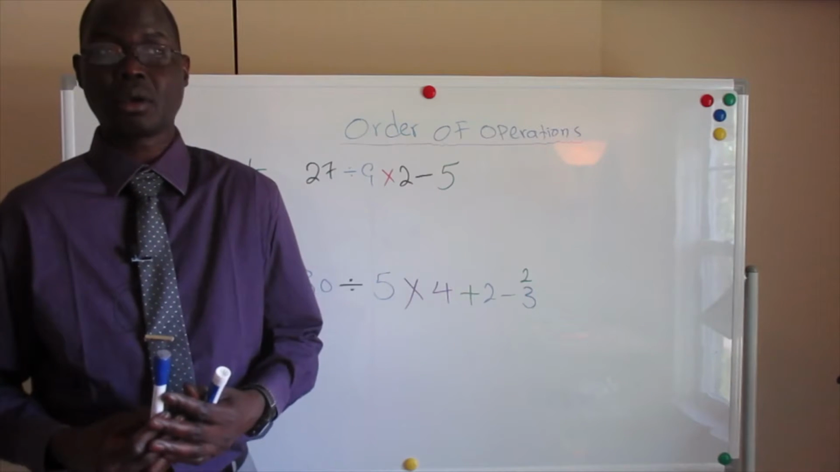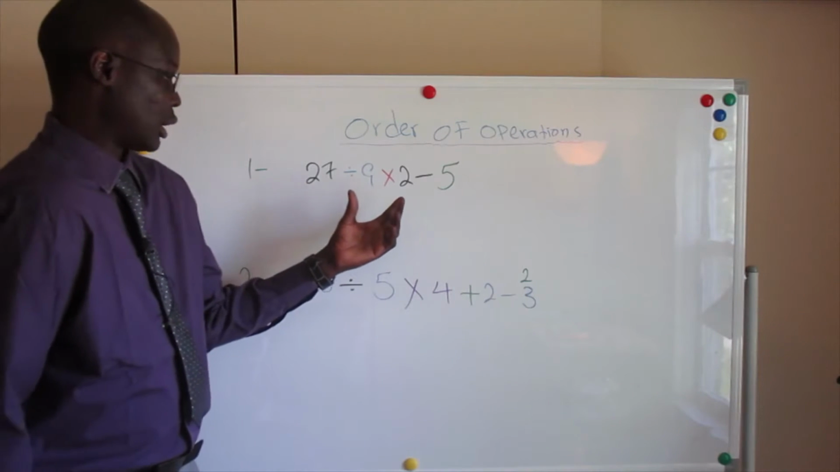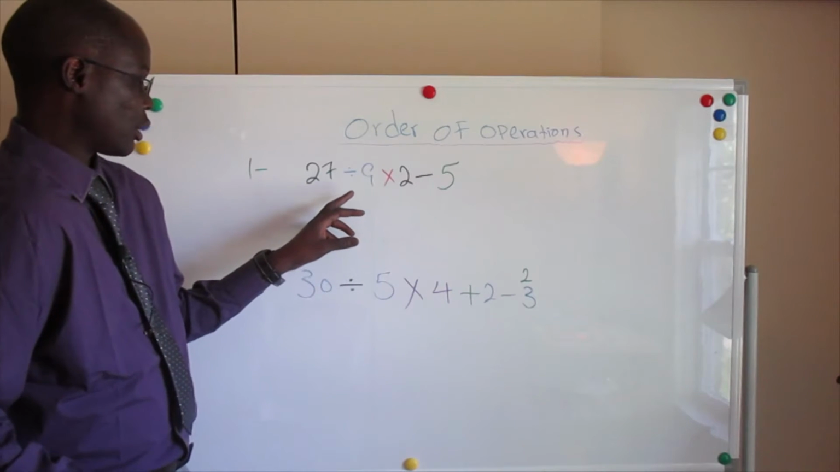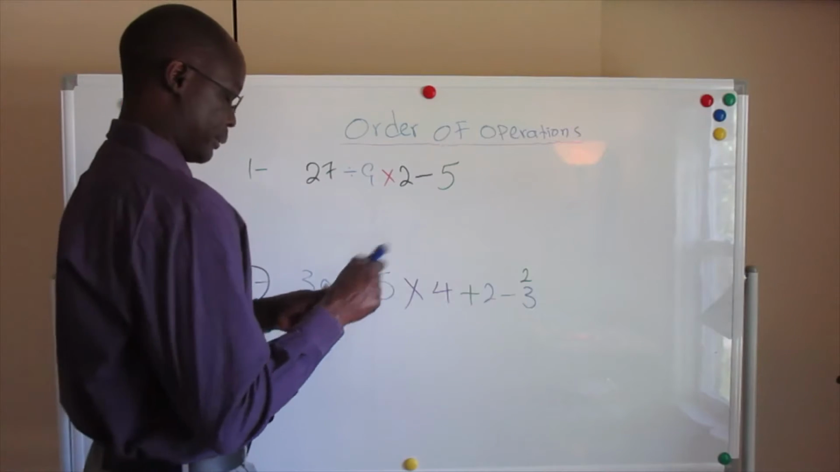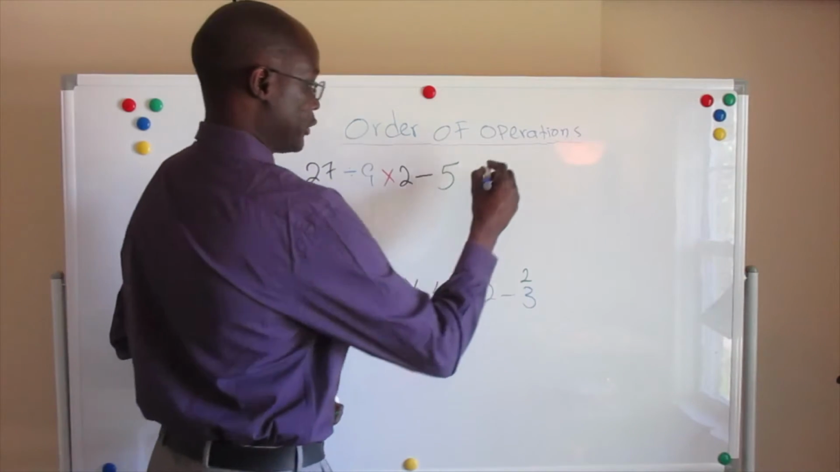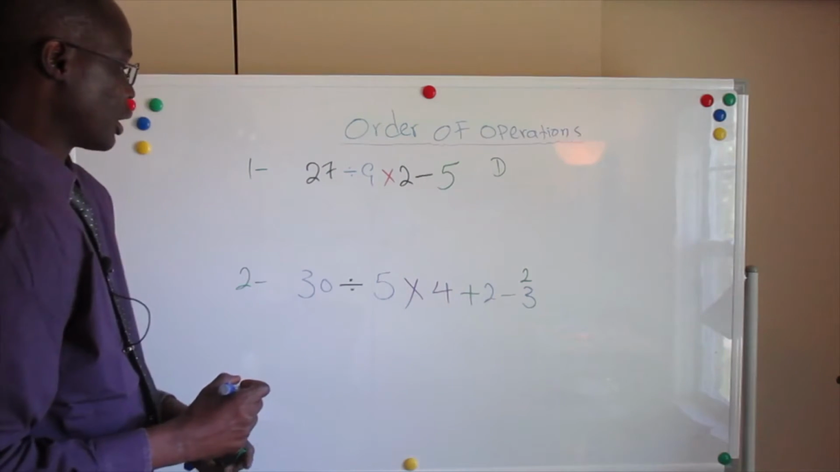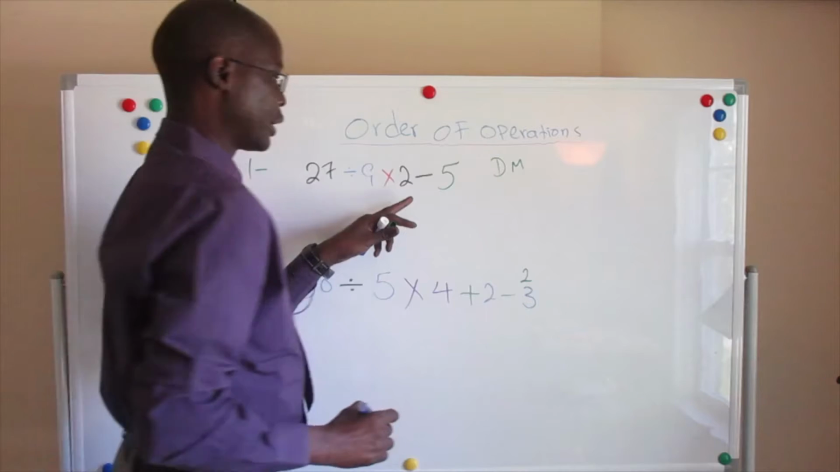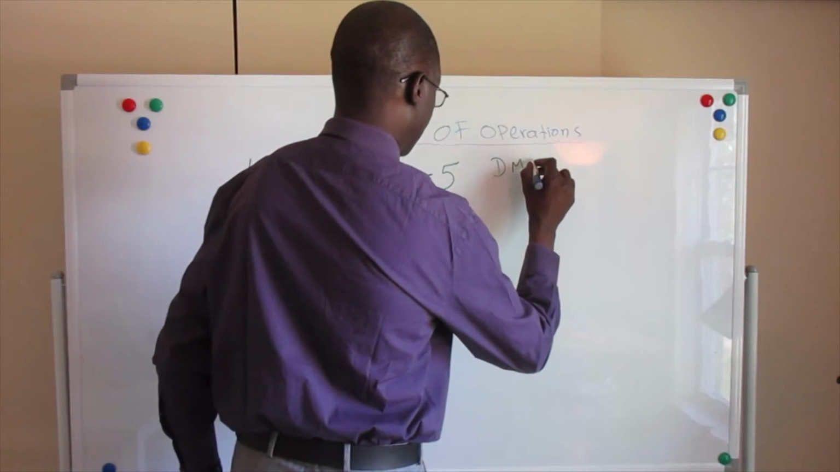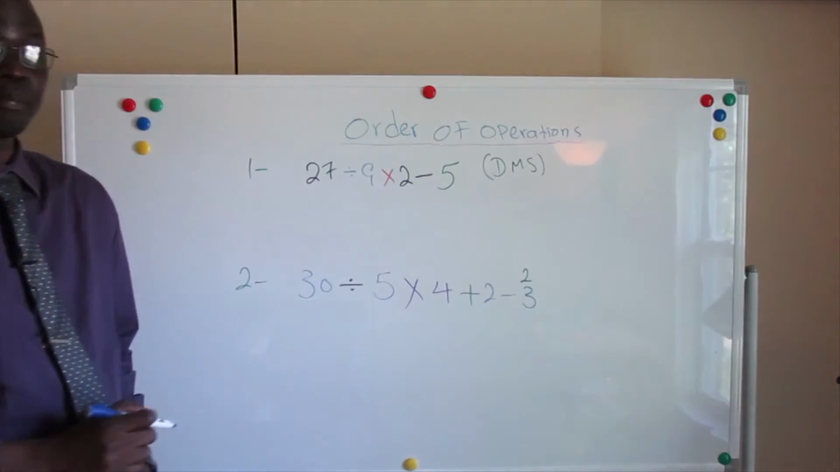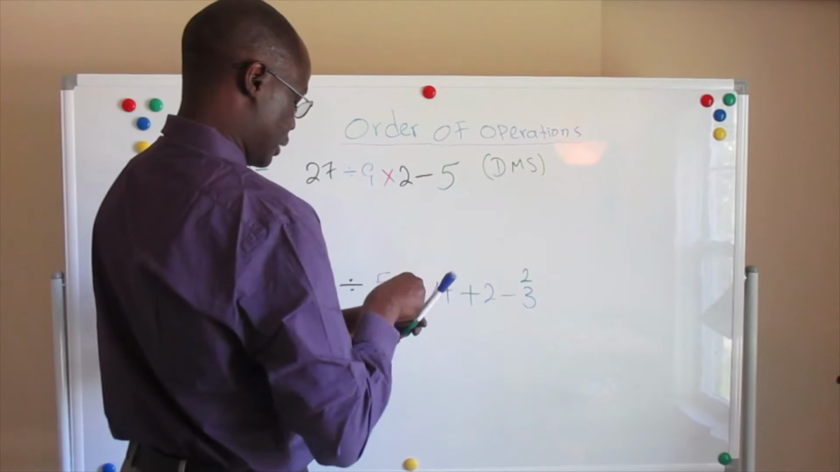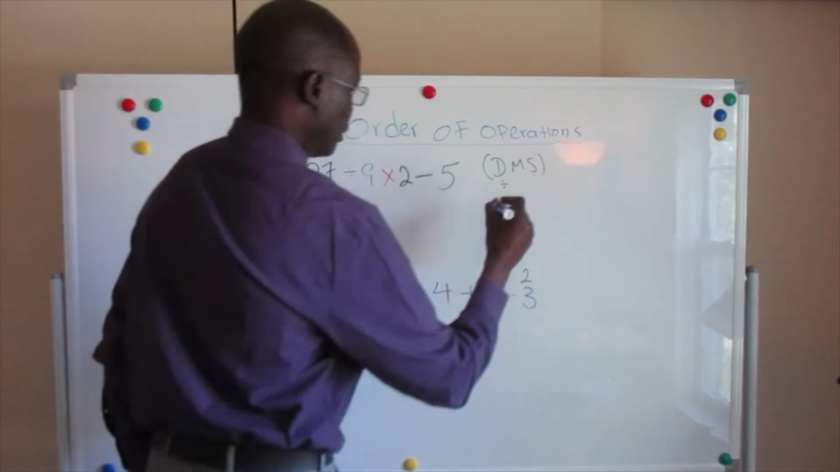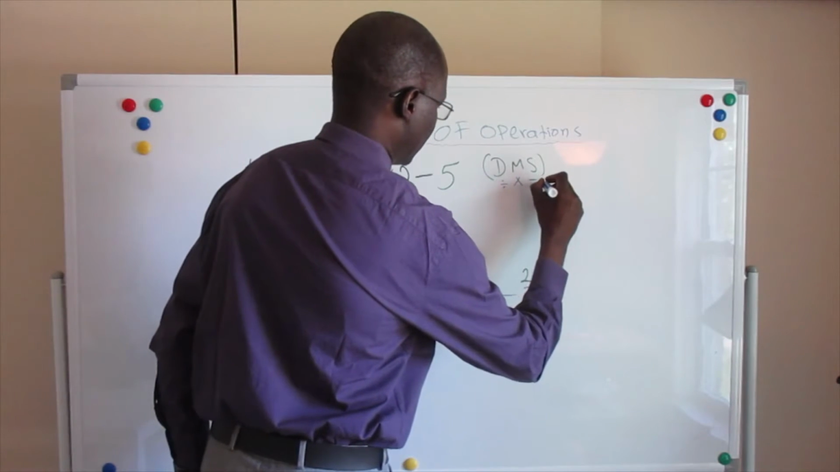It's a good idea, when you work on a problem like this, to write down what you have. In this first example, we have division, which is D. We have multiplication, which is M. And we have subtraction, which is S. The symbol of division should be like that, multiplication should be like that, and subtraction should be like that.